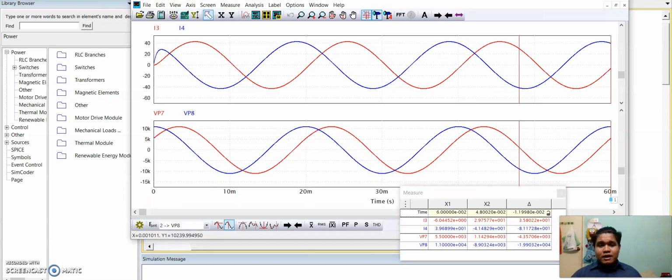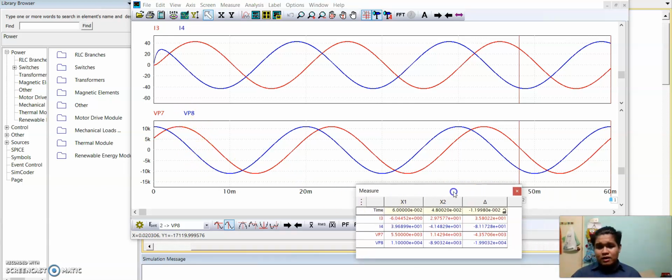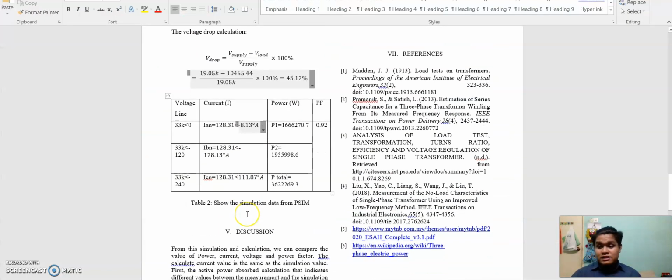So this is my simulation. This is I3, I4. This is the wave of I3, and this is the I4 wave, and voltage V7 and voltage V8. This is my result in the simulation: I3, and this result is I4, and V7 is its result, and V8. So that's all for my simulation and the calculation. So we go to the discussion.